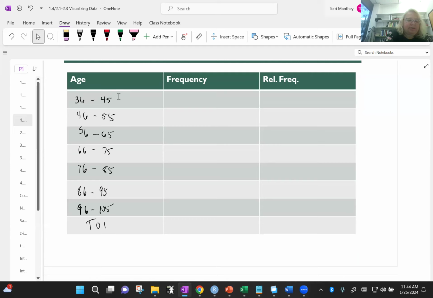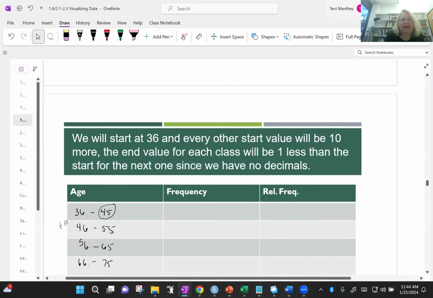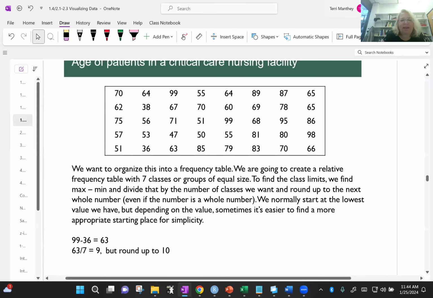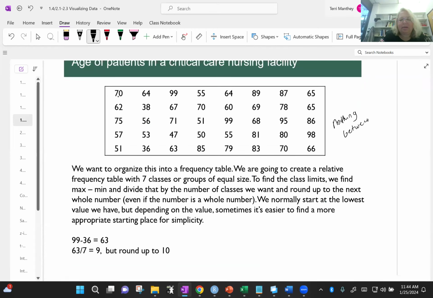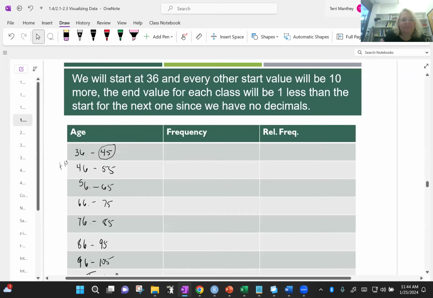And this is actually just the total. So what I'm doing is the beginning steps up by 10 every time. So this is 36, this is 10 more, 10 more, 10 more, 10 more, 10 more, 10 more. And then the ends are 1 less. Because my data is written in such a way that there's nothing between, I can write it up to and including 45.